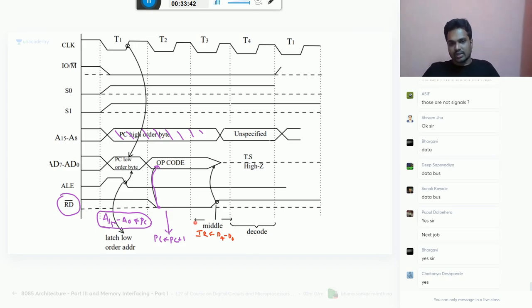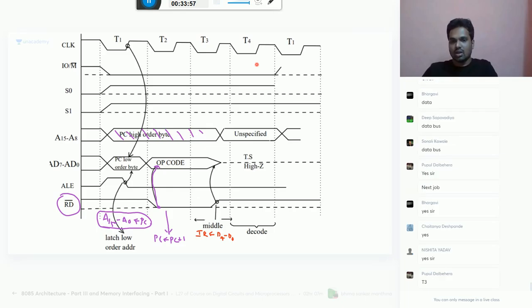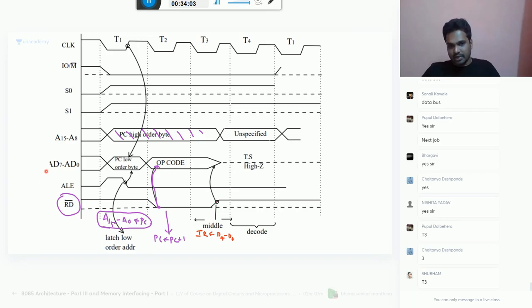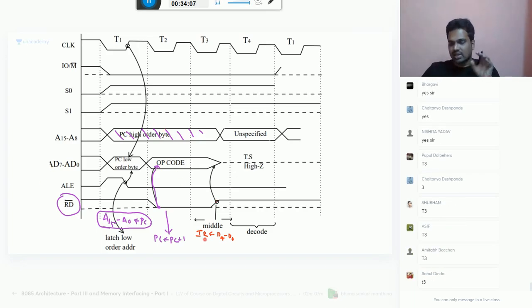Very few people know that one of the IES papers has given a question on opcode fetch. Out of the 4 T states, in which T state will the opcode be copied into the instruction register? Generally people will say it happens in another state, but where it happens exactly is in the T3 state. Every single state we are discussing.